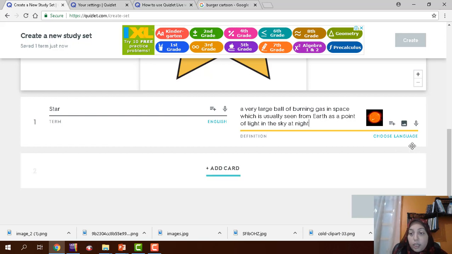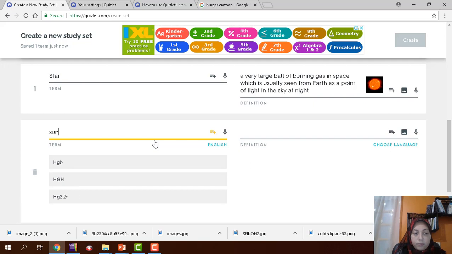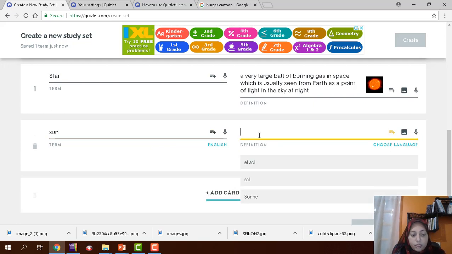For example, you might choose another language. You might try it with Arabic, for example, Najma, whatever you want. You might add another card. For example, Shams, sun. You might write here Shams.